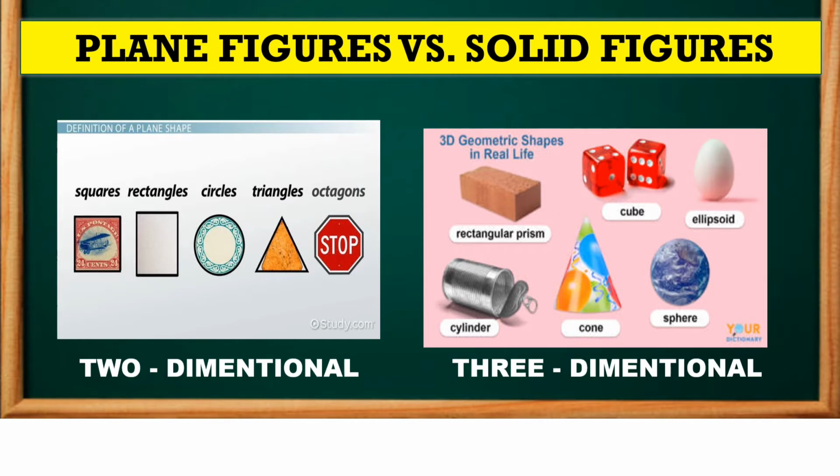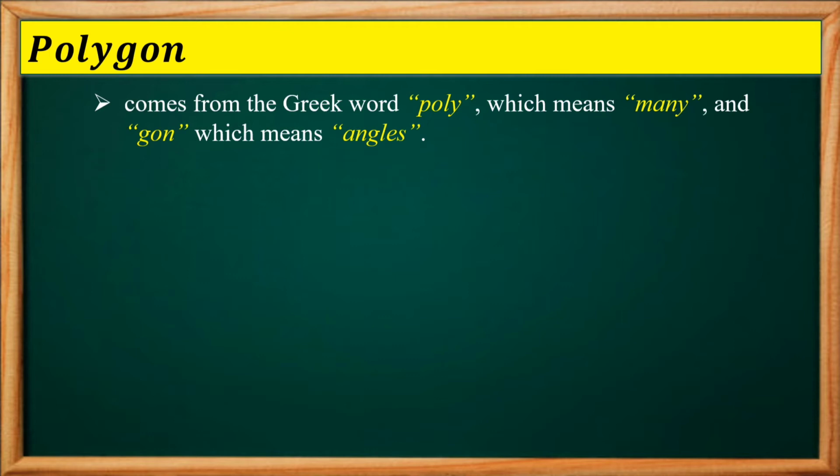Now, plane figures and solid figures. Polygon comes from the Greek word poly, which means many, and gon, which means angles. Kapag sinabi natin gon, it means angle. Simply, kapag sinabi natin polygon, it means many angles. And remember, if we say angle, it is an intersection, or it is composed of two rays having a common vertex. That is a polygon.